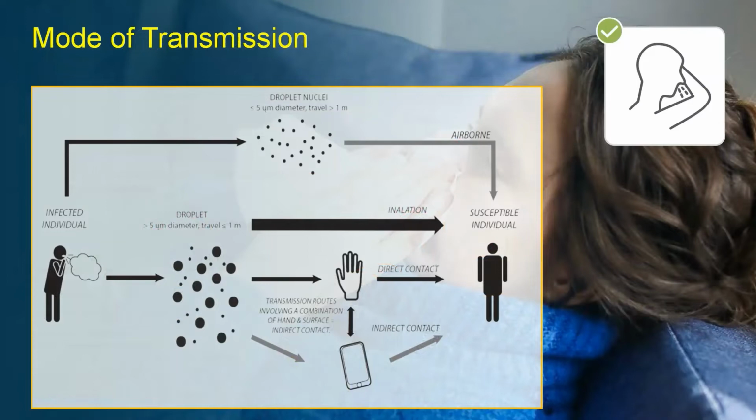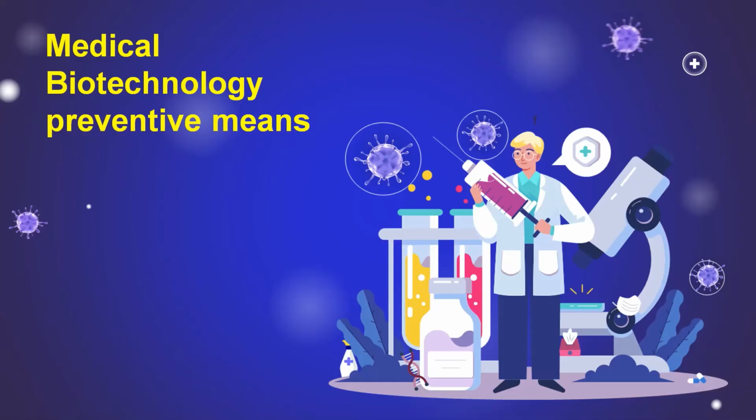The modes of transmission are simple. COVID-19 requires some kind of water droplets in order to be transported. It could be transported by an airborne mechanism, inhalation, direct contact, or indirect contact via the mucosal or the respiratory systems.